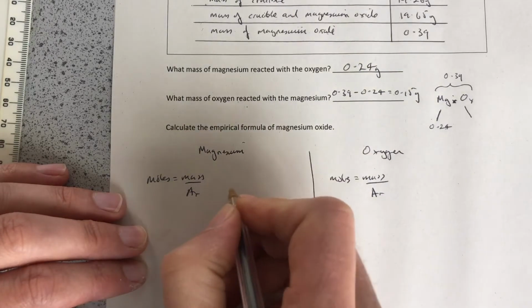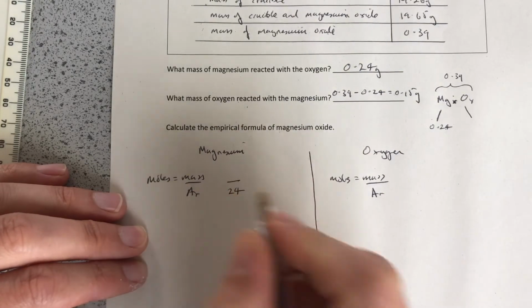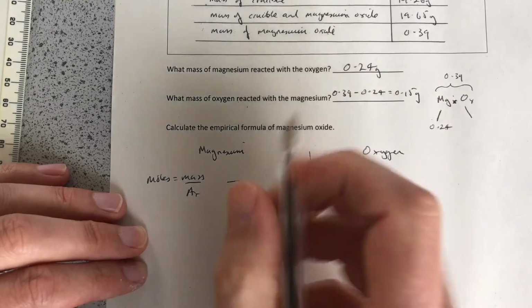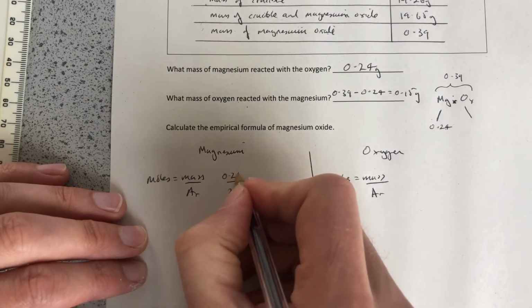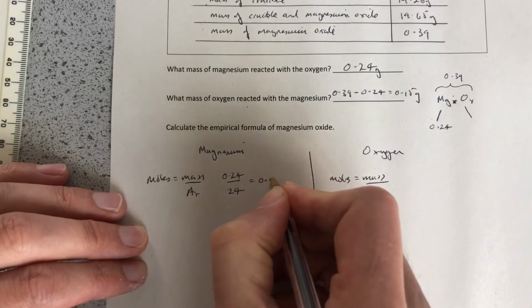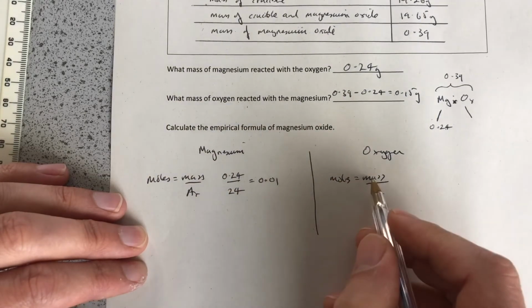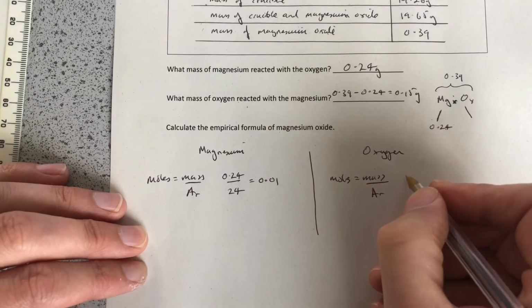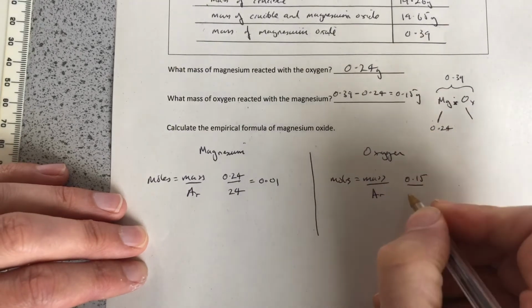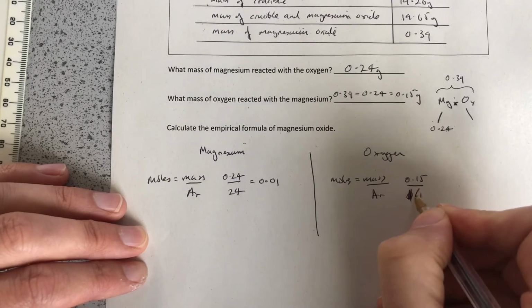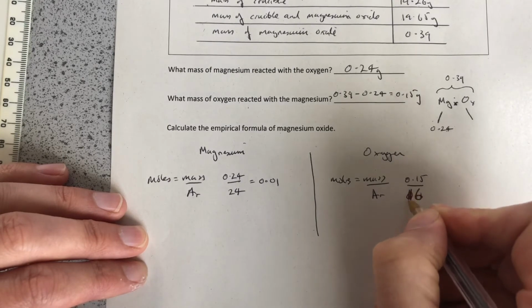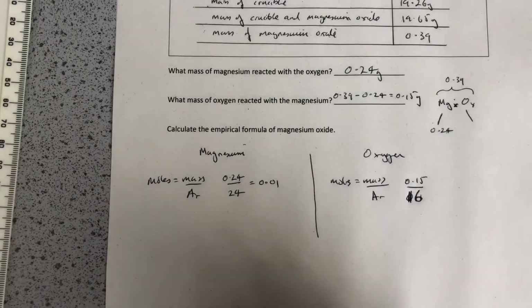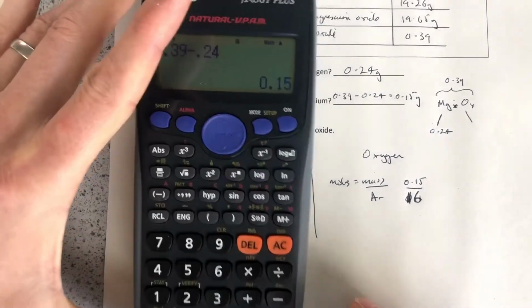Now, the atomic mass of magnesium is 24. The mass of magnesium here is 0.24. I don't need a calculator to work out that's 0.01. Mass here for oxygen, we calculated it here, 0.15 grams, and that's going to be divided by 16. The atomic mass of oxygen is 16 if we look at that on the periodic table. So we definitely need a calculator for that.